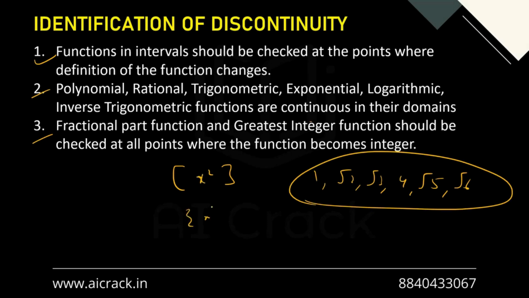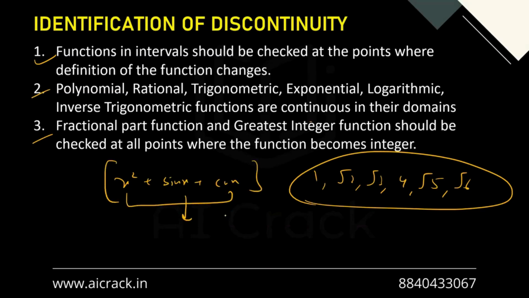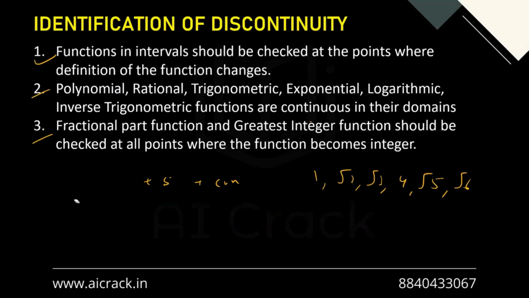Same goes for the fractional x square. In that case also we have to check at all these points. So whenever this inside function is becoming an integer, we have to check at that point. Let's say we have a complicated function over here, say x square plus sine x plus cos x, inside the GIF. So we have to see at what points this entire function is becoming an integer, and at all those points we are going to check the continuity of this function. Okay, so these are certain thumb rules to make your life easier for checking the discontinuity points.